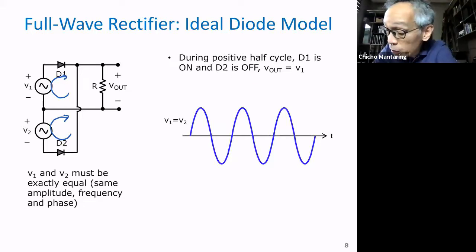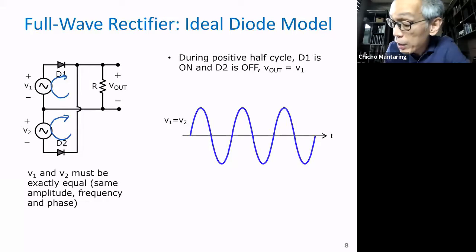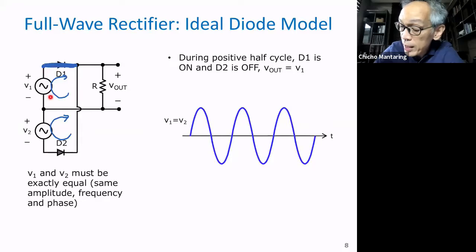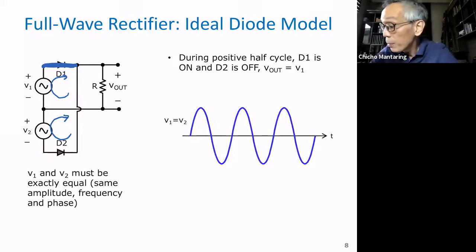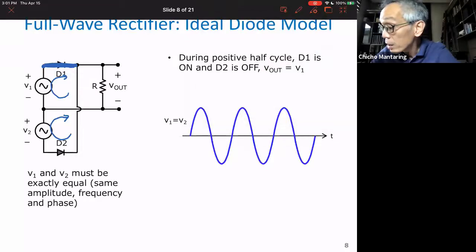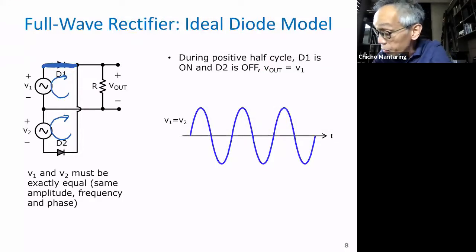Okay, kung off yung D2, ibig sabihin open circuit to. Kung on yung D1, ibig sabihin short circuit ito. Okay. If this is equivalent to a short circuit, V out is just connected directly to V1. No? Notice V out is connected directly to V1. Whereas this is an open circuit, and therefore V out is not connected in any way to V2. Okay. So during the positive half cycle, V out is equal to V1. So ganun yan, no?